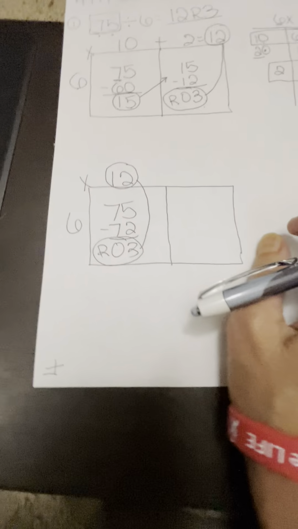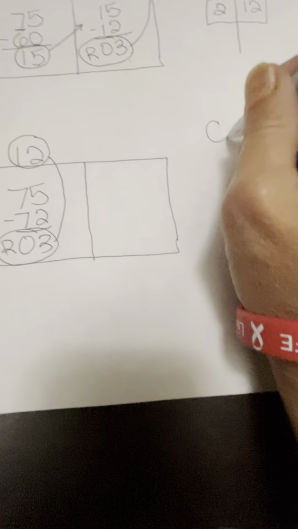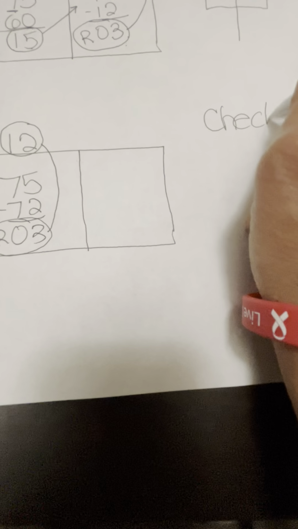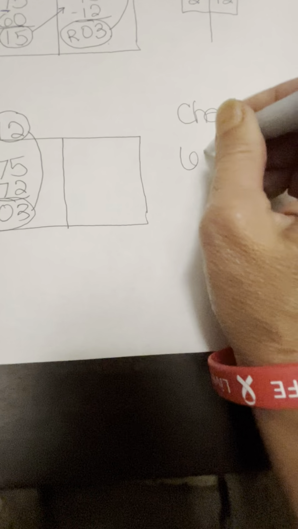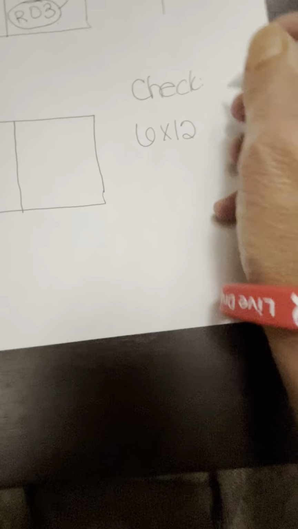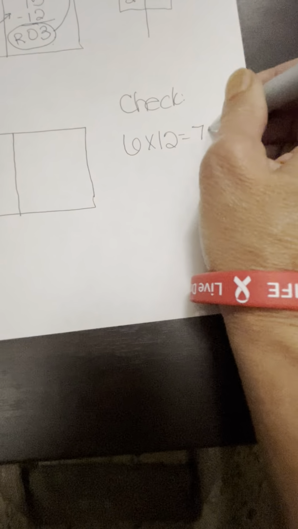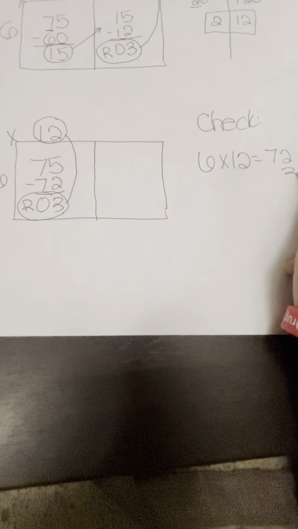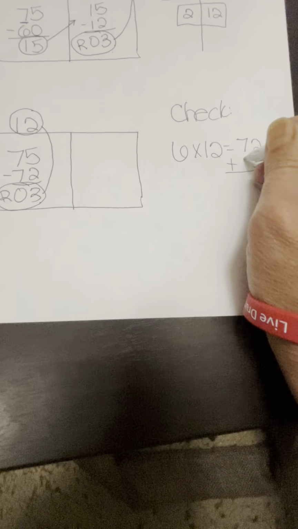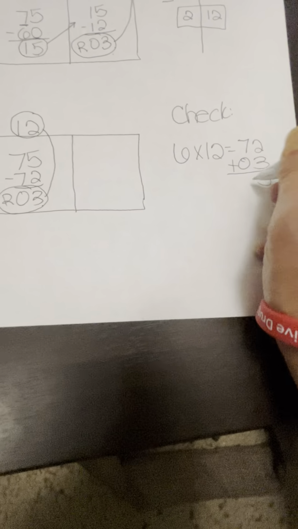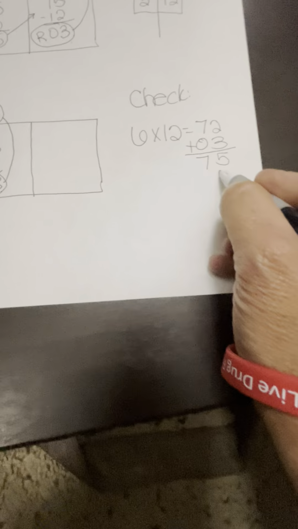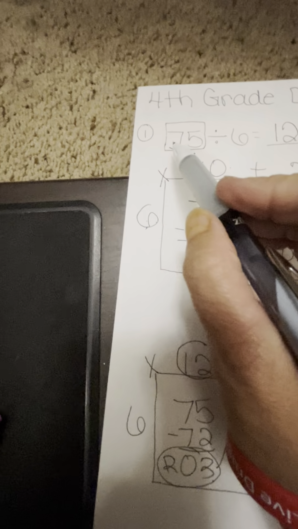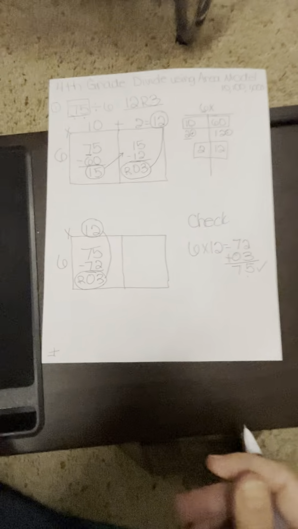Now, for us to check with multiplication, we know 6 times 12, because it's our basic fact, is 72. We will then add our remainder of 3, add our placeholder 0. This is 5 and 7, and 75 matches our dividend. So we know we have solved it correctly.